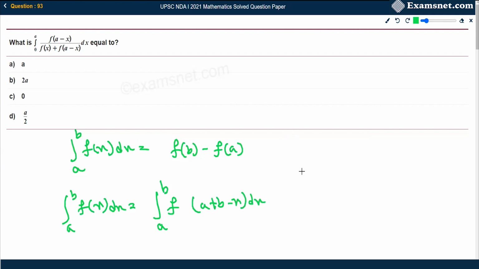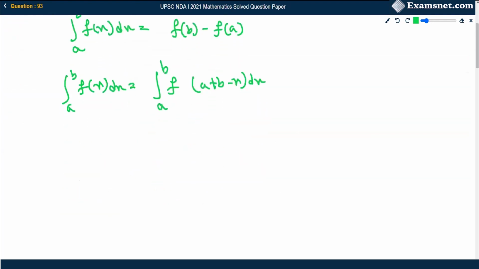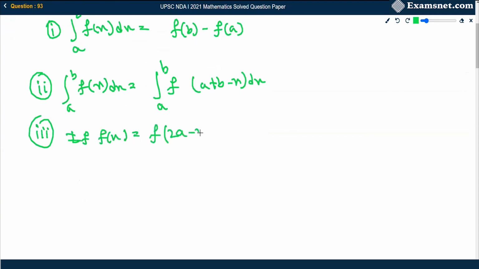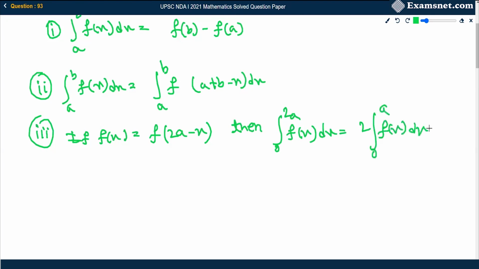Okay, this is 1, next is 2, next is 3. Let's say if f of x is equal to the function f of (2a minus x), then we can write the integral from 0 to 2a of f of x dx equals 2 times the integral from 0 to a of f of x dx.